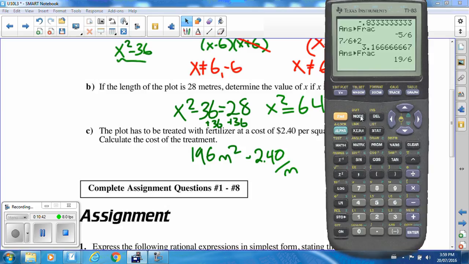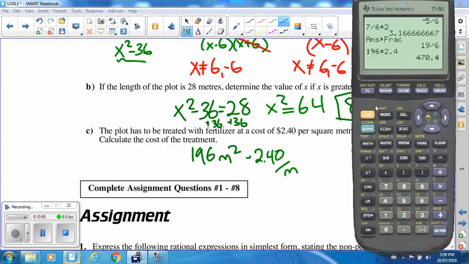196 times 2.4, put a decimal in there. All right, so it's going to cost me $470.40. All right, that's that one done.